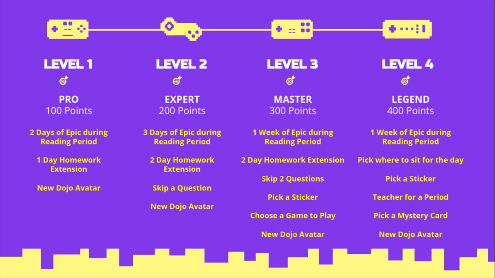When you hit 200 points, you get 3 days of Epic during reading period. You can hand in your homework 2 days late without penalty. You get to skip a question on a quiz or a test with the teacher's discretion. And you can change your avatar again. Once you hit 300 points, you get a full week of Epic during reading period, another 2-day homework extension. You get to skip 2 questions.